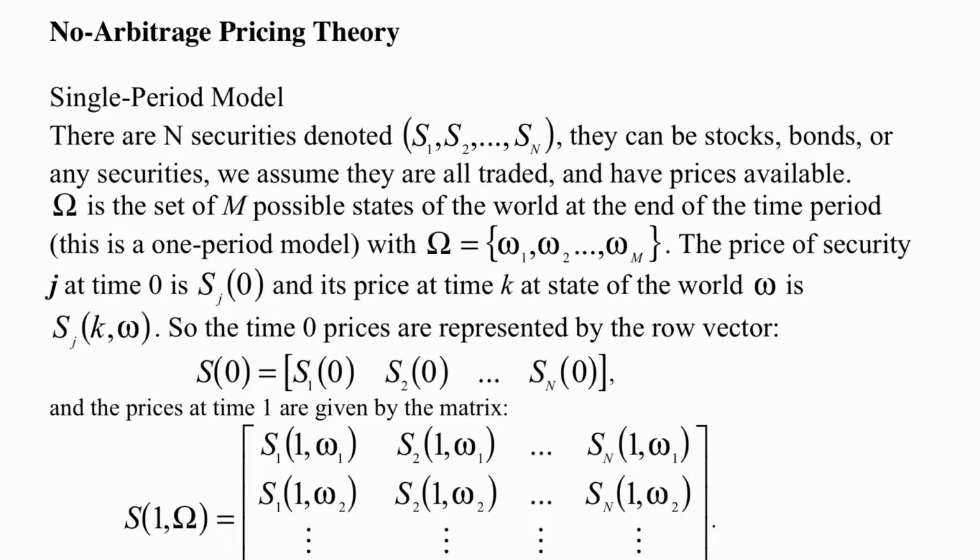The price of security j at time 0 is written as S sub j of 0, and its price at time k at state of the world omega is denoted by S sub j of k omega. So the time 0 prices are represented by the row vector that you see here, S sub 0, which is the standard notation for prices observed in the market at time 0. They are S1 of 0, S2 of 0, up to Sn of 0, because we have n securities that are traded. N can be very large. It's just the number of things that are traded in the market.